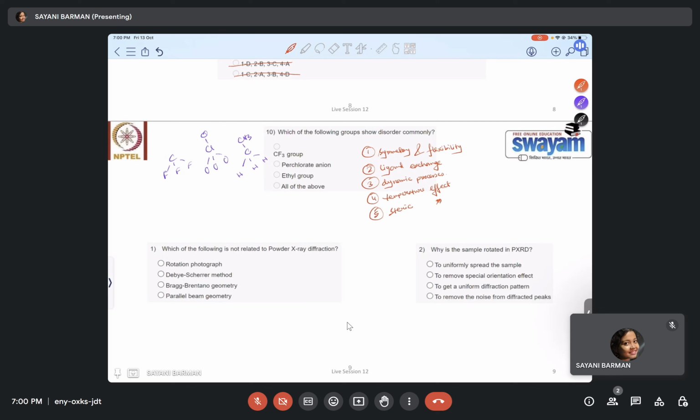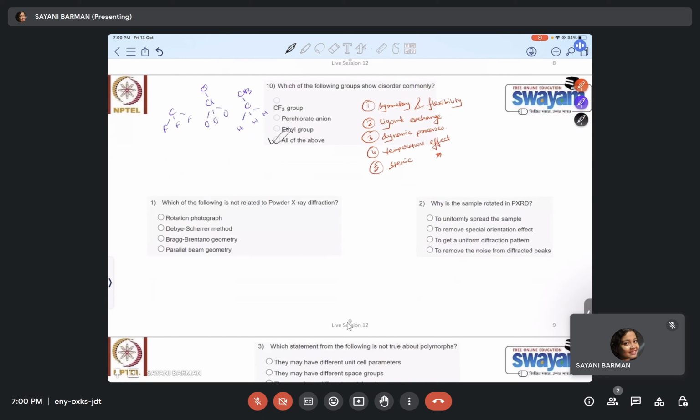So all of the above will be the option. The next one is: which of the following is not related to powder X-ray diffraction? The answer is rotation photograph. Okay, so it's not related to powder X-ray.